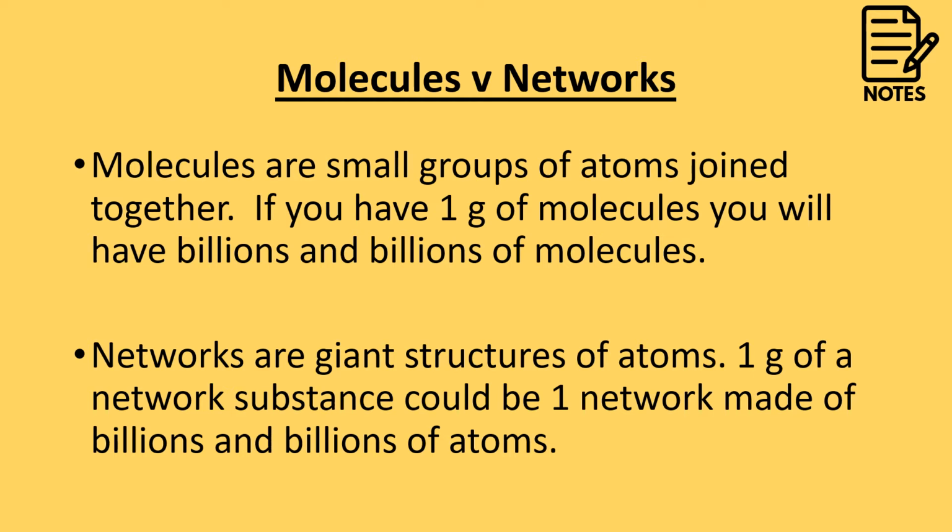A network structure, on the other hand, this other type of structure that we haven't really met yet, is a bit like taking every single one of those molecules and joining them all together to make one giant structure. We don't call it a molecule anymore, we call it a network, this giant structure where they're all joined together. Now, if you had the same 1 gram of a network substance in the palm of your hand, you could theoretically have one network. It's made up of billions and billions of atoms, but they're all joined together to make one structure.